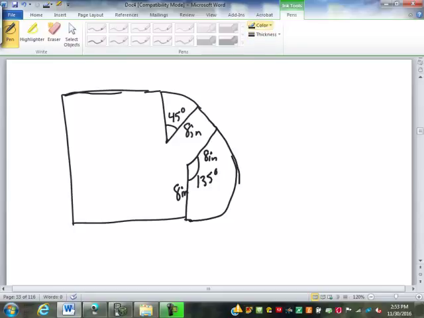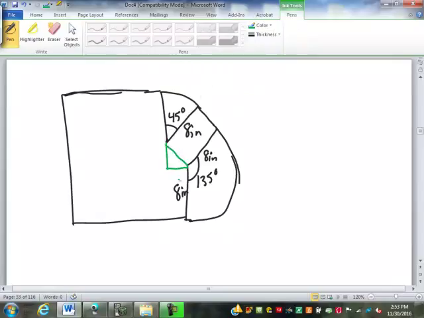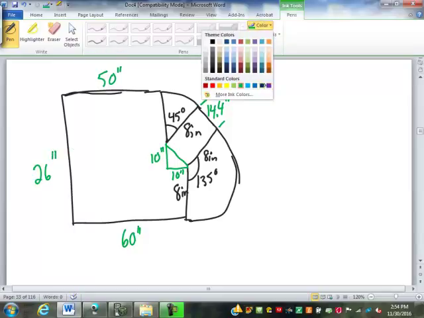And I'm going to tell you that the triangle here, oh, this is going to hurt. I'll make that 10 and 10, and this is 14.4 inches between those two spots. And up here, we're going to have 50 inches. And down here, we're going to have 60 inches and 26 inches here. Obviously not drawn to scale.